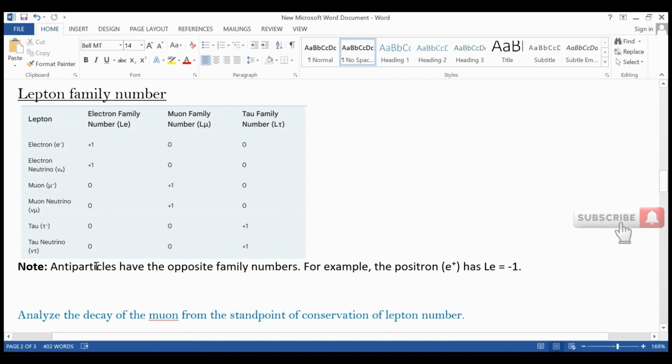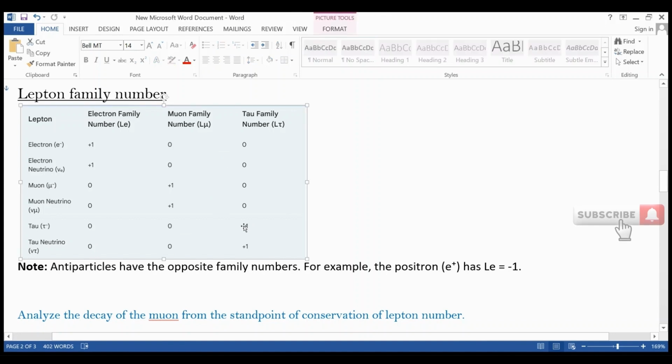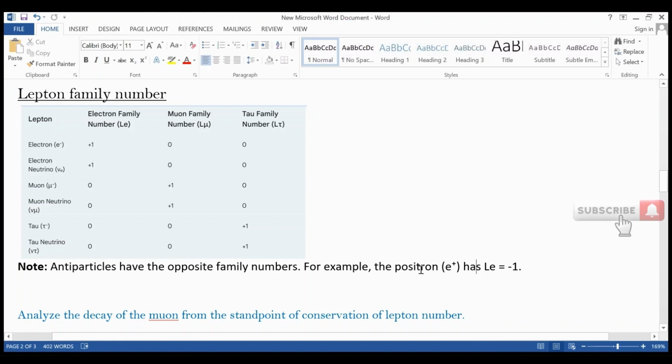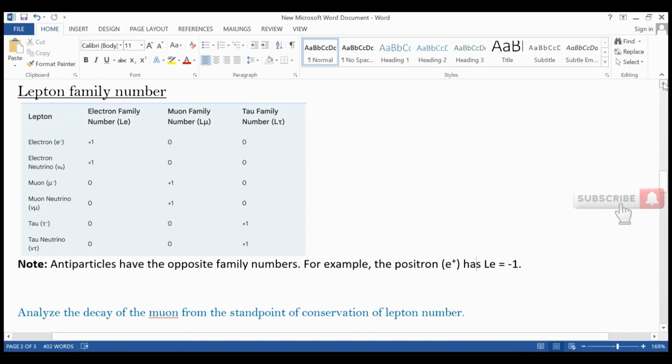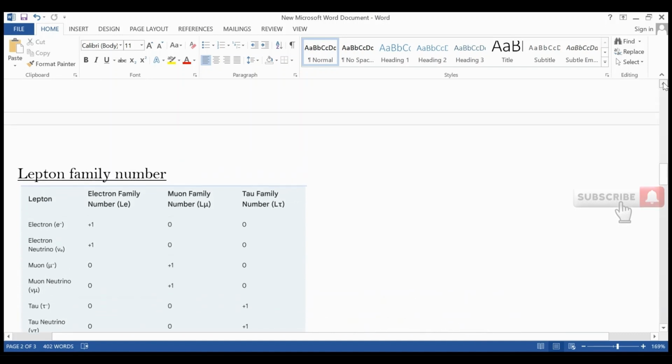For antiparticles, that means anti-leptons, we have opposite family numbers. That is where +1 will be converted into -1. For instance, positron would have the electron family number equal to -1. So now we can easily identify the X particle.